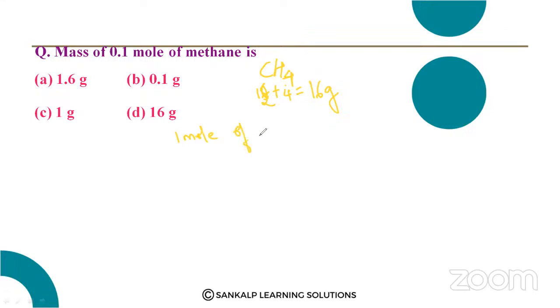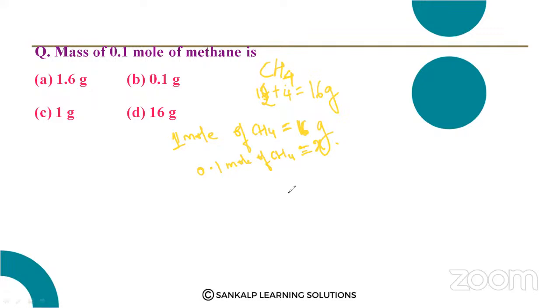1 mole of CH4, methane, is 16 grams. So for 0.1 mole of methane, how much? You have to cross multiply. You have to relate this with the definition. 1 mole of methane consists of 16 grams, right? So for 0.1 mole of methane, it is how much?